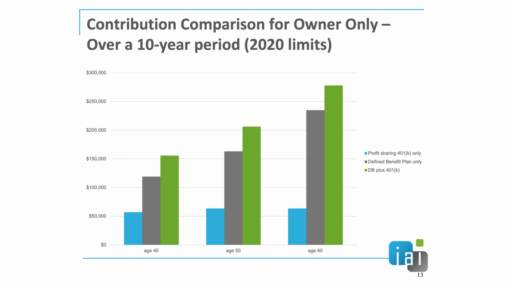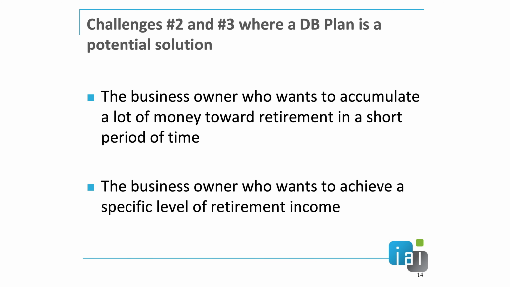Now, this owner could also have both plans, both a DB and a 401k plan, and get a little bit extra annual contributions for each year. At age 40, the amount increases to $155,000, age 50, $206,000, and at age 60, $278,000. So you can see the annual deductions are far greater with a DB plan or with a DB plan and a 401k plan together.